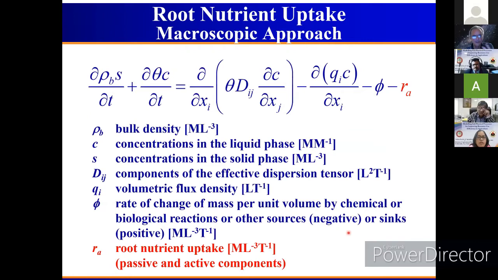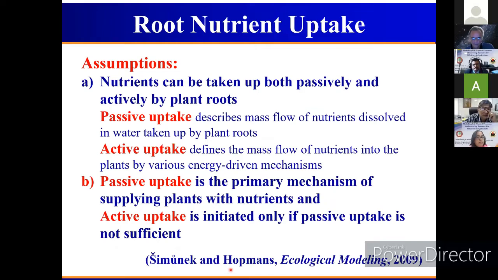How do we deal with the nutrient uptake? So this is the convection dispersion equation in which we have this term, which accounts for root nutrient uptake. And what we do here, we developed a model with Jan Hopmans, which we published in Ecological Modelling about 10 years ago, where we assume that nutrients or chemicals can be taken up from the soil by roots, both passively and actively. And passive uptake describes simply mass flow of nutrients or chemicals dissolved in water. And active uptake defines the mass flow of nutrients which are driven by other processes than passive water flow.